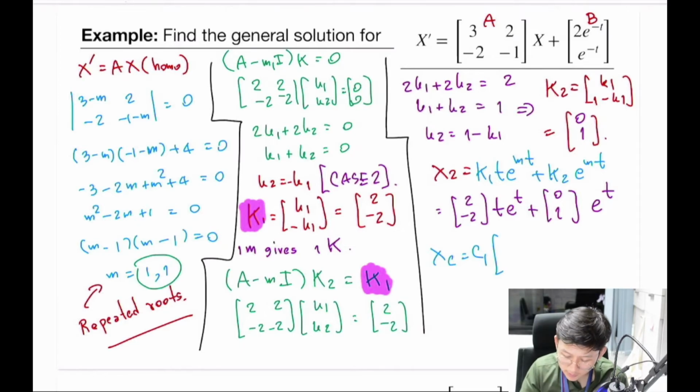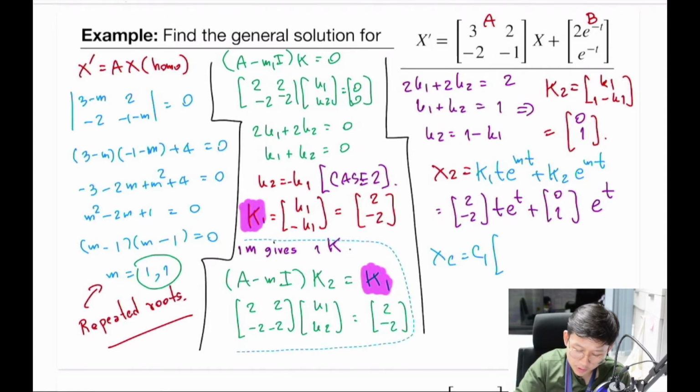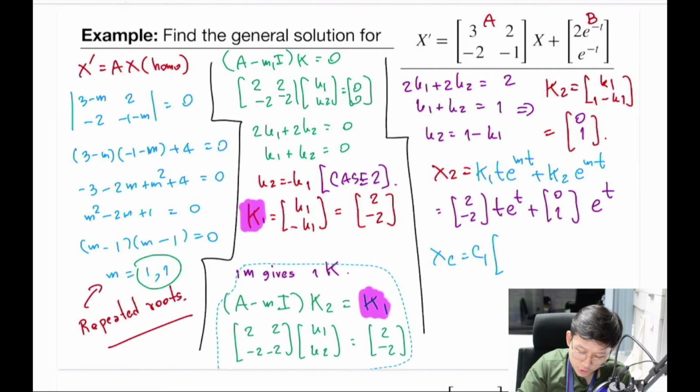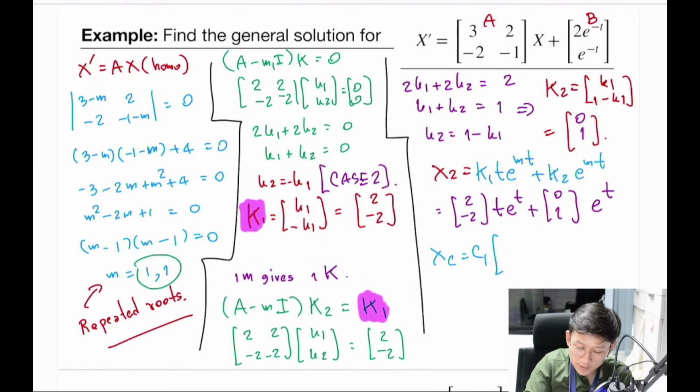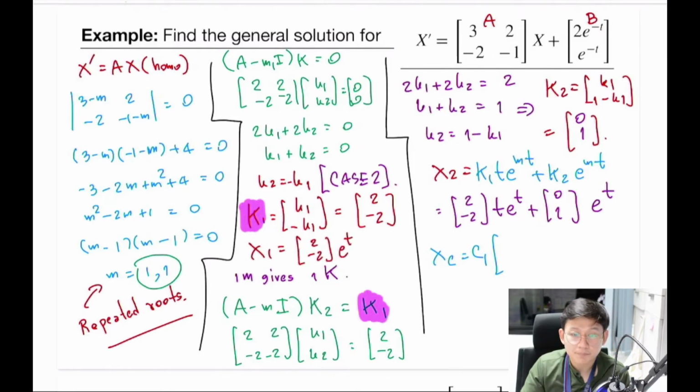Oh, I didn't write down x1, right? No, sorry. So let me put it here. Okay, I'll push this down here, and then I'll just write down x1 here, and that is the vector (2, -2) times e to the t, right? So x1 would be 2e^t, -2e^t. Okay, that is c1 x1.